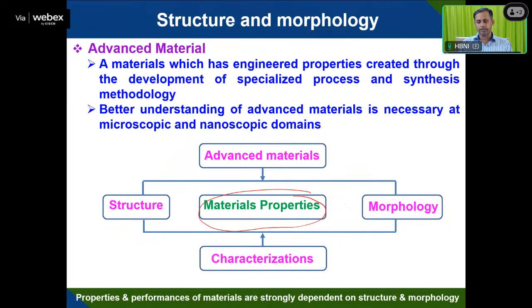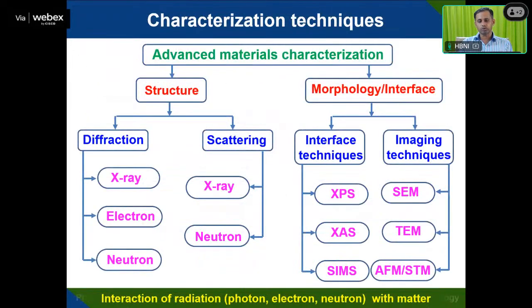We need a better understanding of these materials at both nanoscopic and microscopic scales, where we need these characterization techniques. You can divide the whole characterization of a material into two aspects: one is structural characterization, and the other is morphology or interface characteristics.